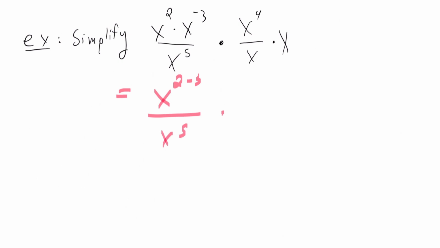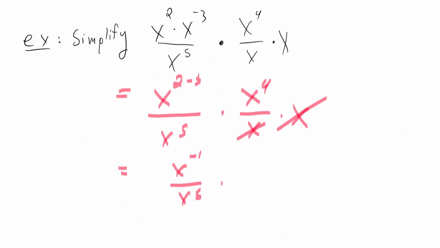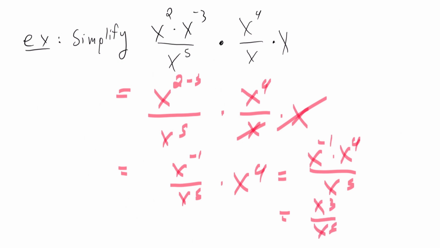Okay. How do I deal with this? Well, I'll deal with it at the end. So now I have x to the minus 1 over x to the 5th. Notice that the x cancels here, so I have times x to the 4th. Okay, and then this is equal to x to the minus 1 times x to the 4 over x to the 5. I add the exponents here, and then get x to the minus 2.